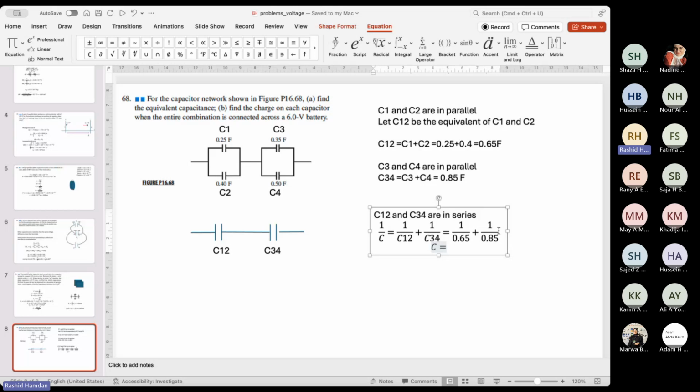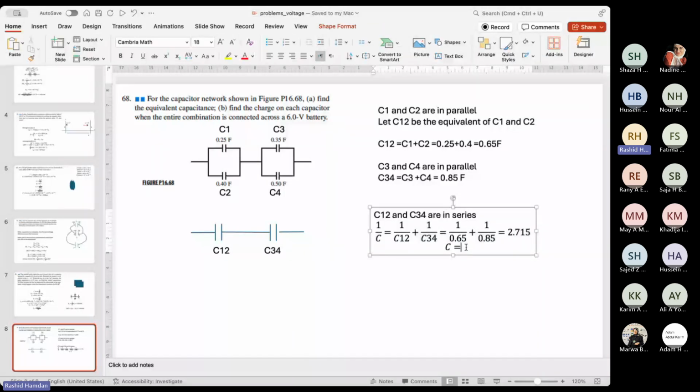So that, if you want, this is equal to 2.75. Then I have to find the inverse of that. So power minus 1, that's 0.37 farad.